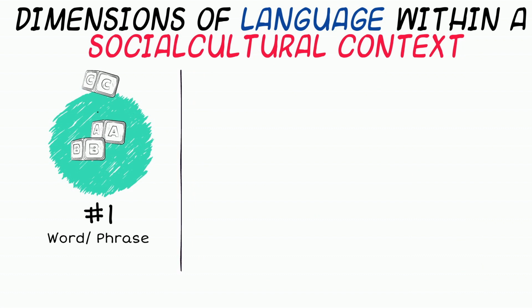Dimensions of language within a social-cultural context. Number 1, word or phrase. The word-phrase dimension adds precision to communication. For example, language users strategically select everyday, cross-disciplinary, and technical language, employ multiple meanings and nuances of words and phrases, or play with their shades of meaning.